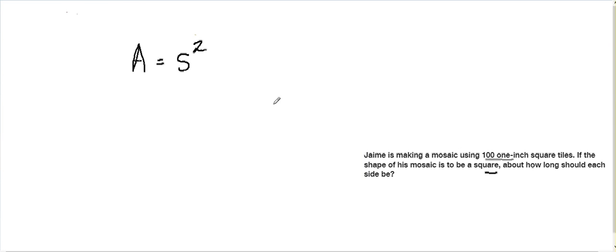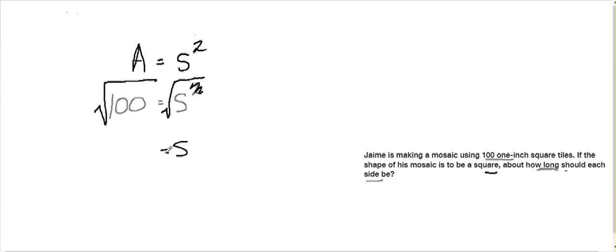100 1-inch square tiles means his area is 100. They want to know the length of a side, which is represented by S. How do I solve? I get rid of the square by square rooting, right? S then simplifies to 10. How long would each be? You'd have 10 on each side, which is, when you think about it, a pretty easy problem, but we're using new stuff to answer that.